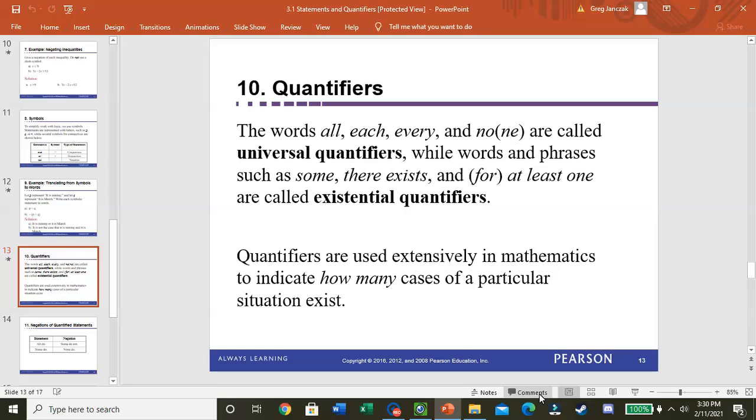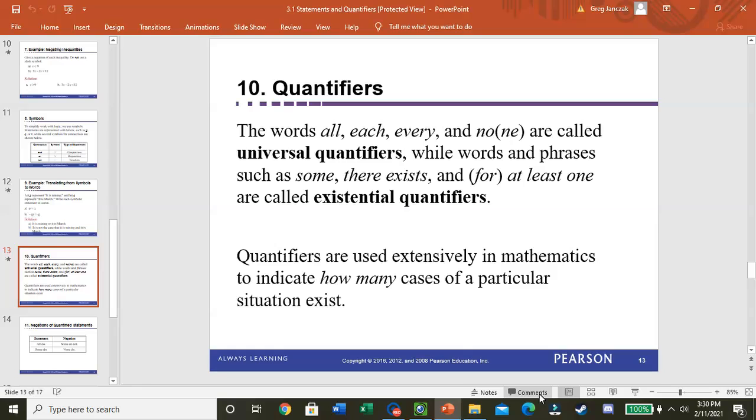So the words all, each, every, and no or none are called universal quantifiers, while words or phrases such as some, there exists, for at least one, are all called existential quantifiers. In other words, we could say the quantifiers are absolutes.